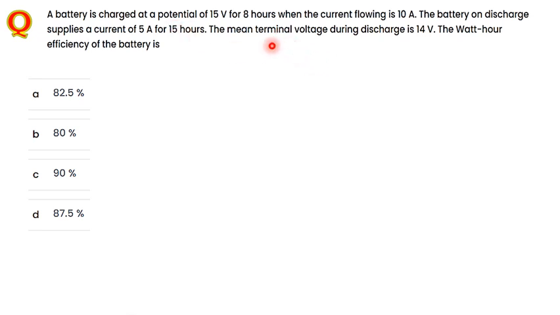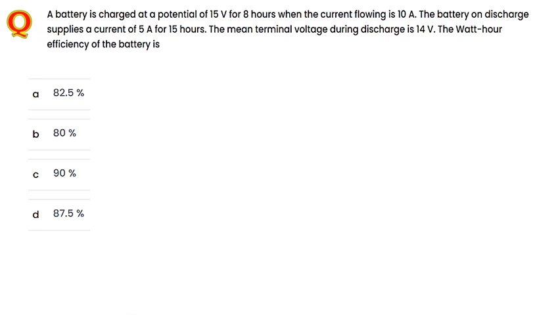What they are asking is, the mean terminal voltage during discharge is 14 volt. So this one is 15 volt, and during discharge the value here is 14 volt. What they are asking is, what is the energy efficiency? So they are asking about efficiency. Before going to that, let me tell you, efficiency here you can understand in terms of energy consumption.